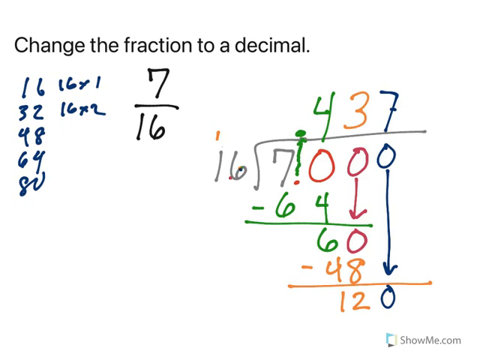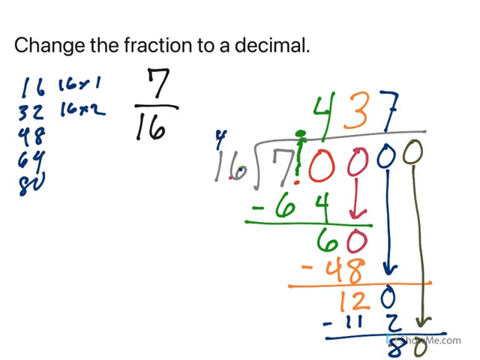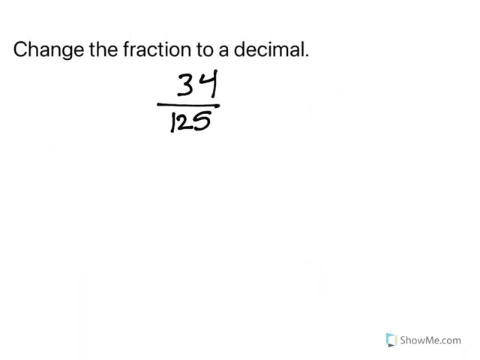So 7 times 6 is 42. Carry my 4. 7 times 1 is 7, plus 4 is 11. I subtract those and get 8. So just one more of these. I have another 0, bring it down. 16 goes into 80 5 times, and that is equal. So this decimal value is 0.4375.